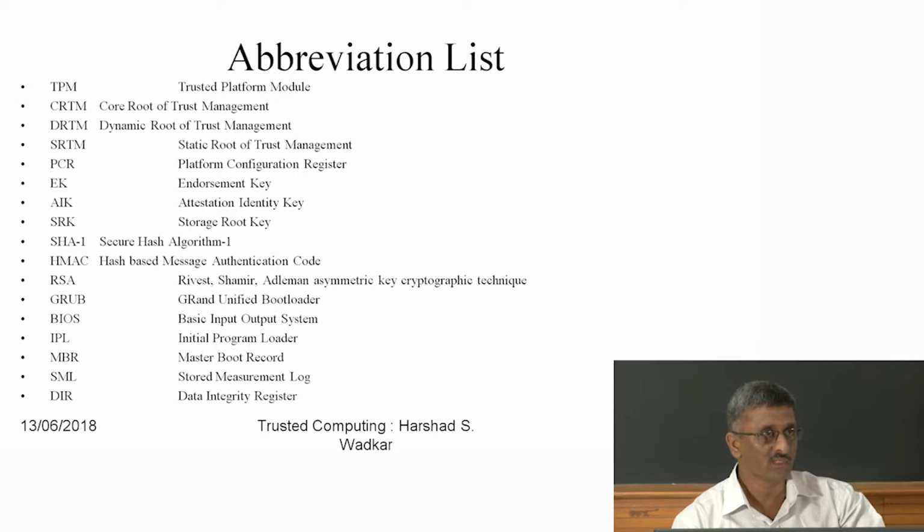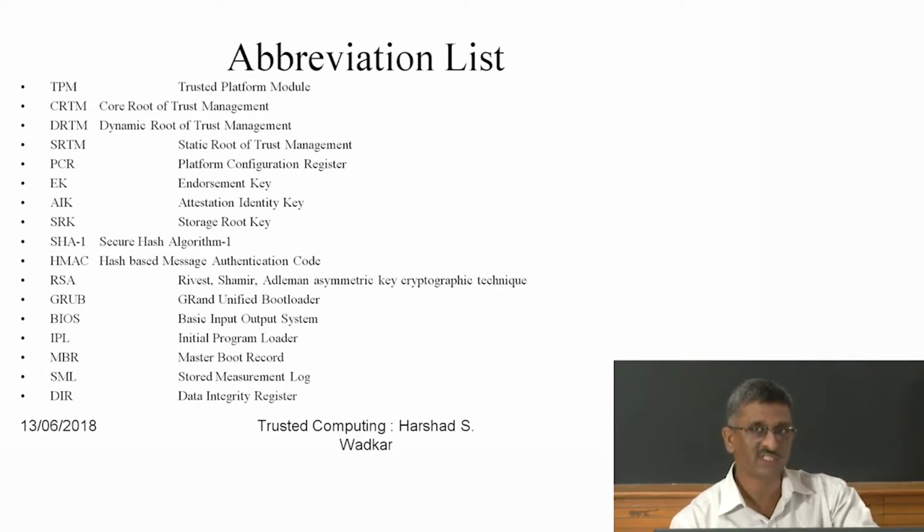This is the application list, again the way I have shown you in the first session. It's another list. TPM, it's a Trusted Platform Module. CRTM, that is Core Root of Trust Management. DRTM, it's a Dynamic Root of Trust. SRTM, Static. There is the endorsement key, then there is the attestation key, storage root key. Then there are some algorithms written there, SHA1 and HMAC. You must have seen yesterday, hash algorithms. So, RSA, the GRUB.